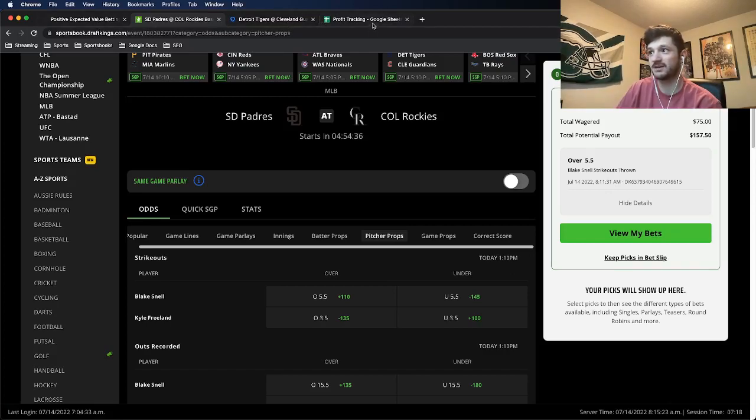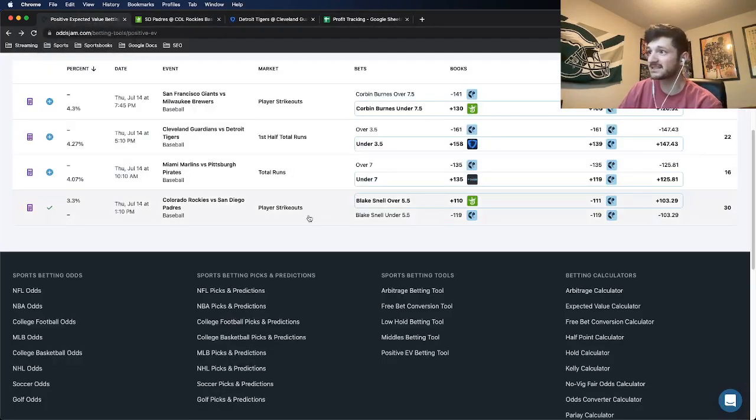It will be added to the profit tracking spreadsheet, which is free to use, which you can get access to. If you go to the Discord, you will have access to this link. And that's going to be my first bet.